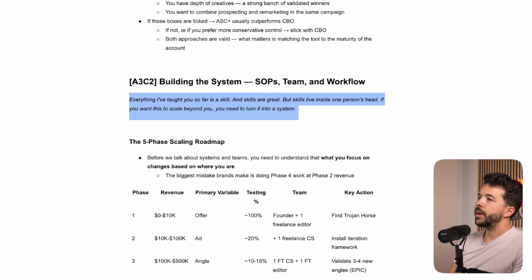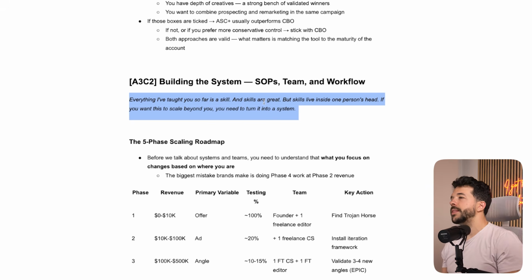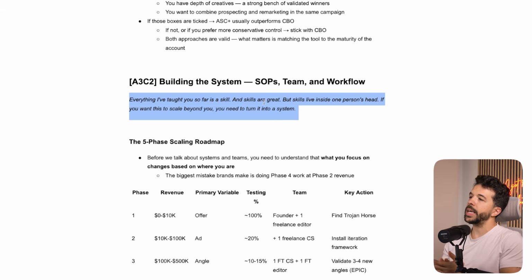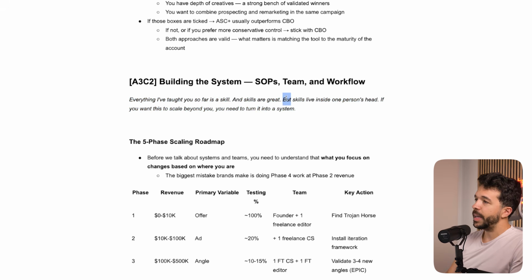Everything I've taught you so far is a skill, and skills are great, but skills live inside one person's head. If you want to scale this beyond you, you need to turn it into a system. Today we have agents, and I'm still wrapping my head around how massive agents are and are going to be. So everything you see here, take it with a pinch of salt.